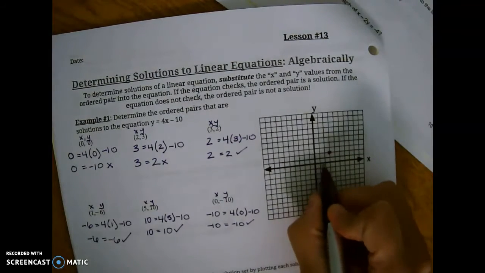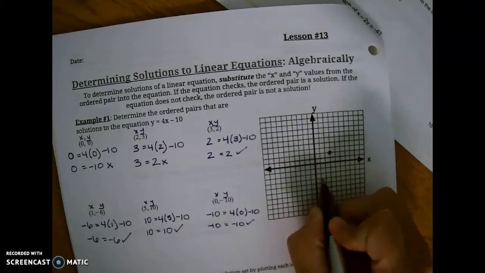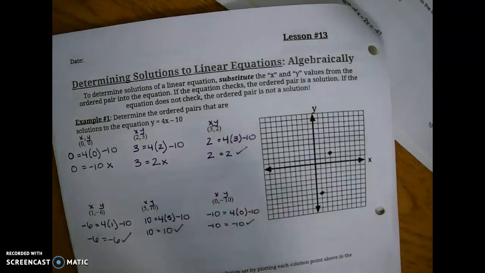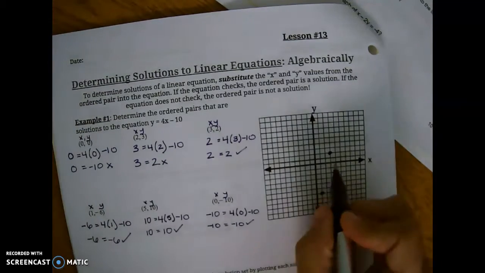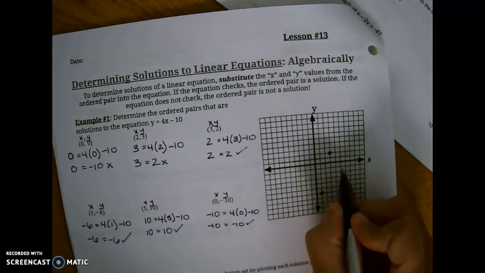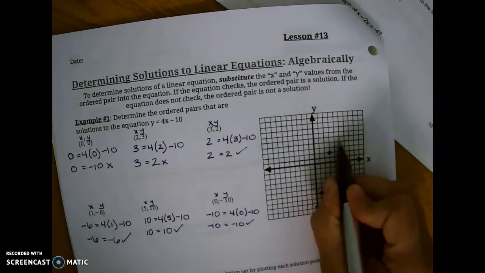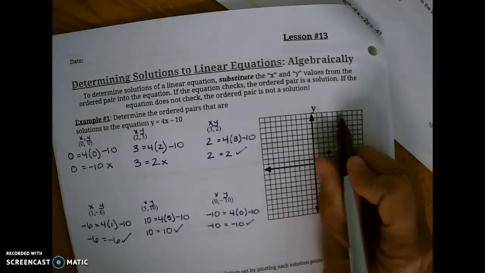From the origin, we're going to go over 1 and then down 6. 1, 2, 3, 4, 5, 6. We'll go here. 5, 10, we'll go 1, 2, 3, 4, 5, and then up 10. 1, 2, 3, 4, 5, 6, 7, 8, 9, 10.